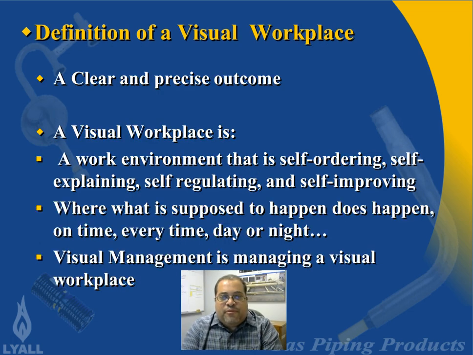Okay. So, assuming that you've mastered the fundamentals or you're comfortable with them and you're kind of on your way with 6S, then what comes next? What gets built on top of that? Well, the next step on top of that is something called visual management, visual workplace. So, what's visual management? Well, in a visual management system, everything has a clear and precise outcome. It's a work environment that's self-ordering, self-explaining, self-regulating, and self-improving.